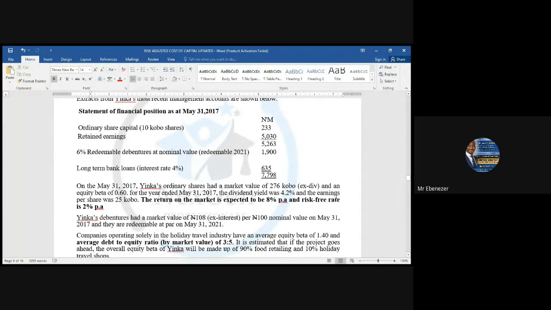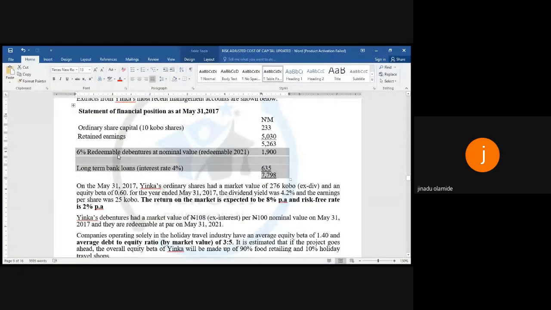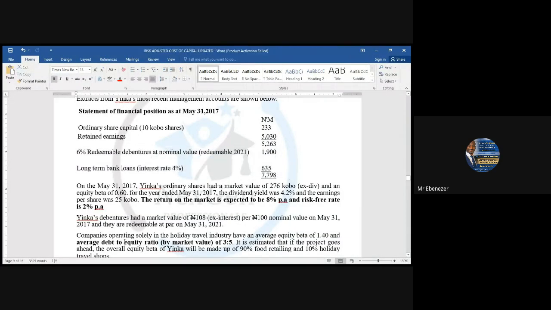Market value for the debt. We should not forget how we normally calculate the debt. Now, what are the debts here? Redeemable debenture and the long-term bank loan, right? The redeemable debenture and long-term bank loan. Good.